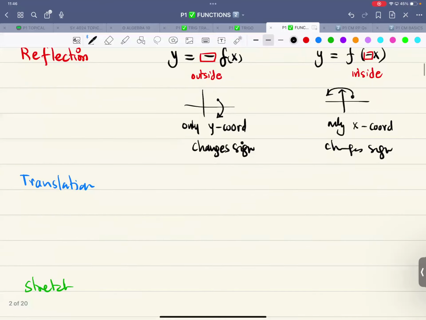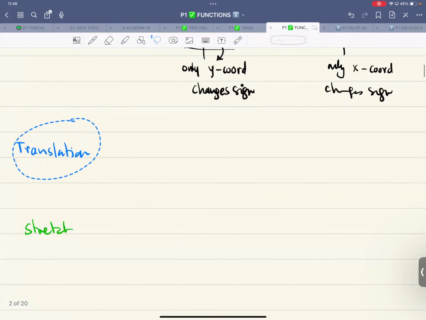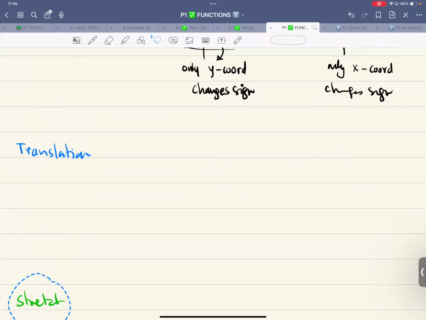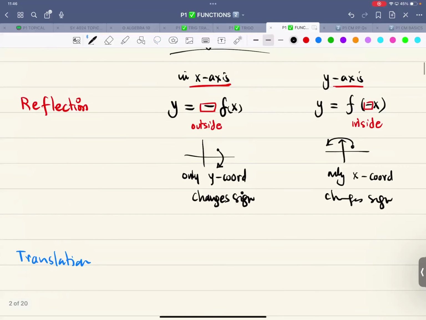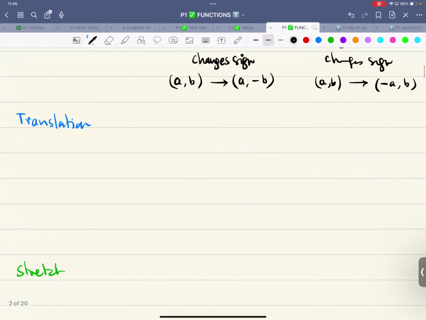For example, if I have a point (a, b), it will be changed to (a, negative b) in the x-axis reflection. If I have a point (a, b), it will be changed to (negative a, b) in the y-axis reflection. Perfect. Now let's focus on translation.